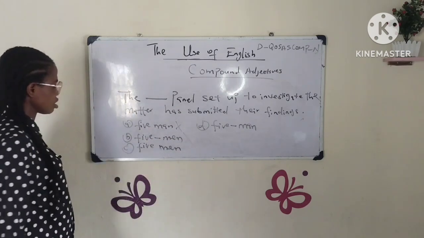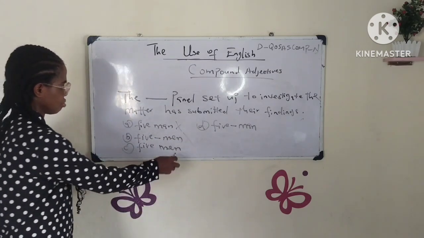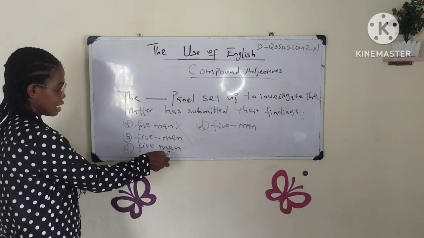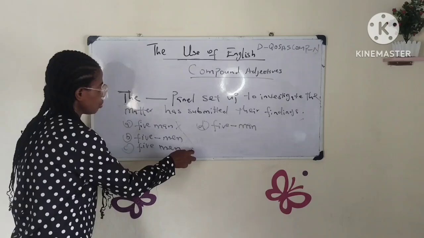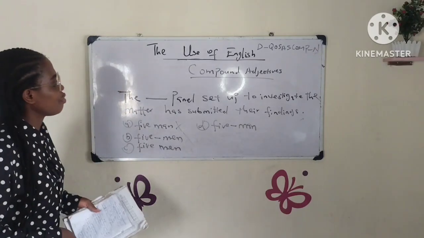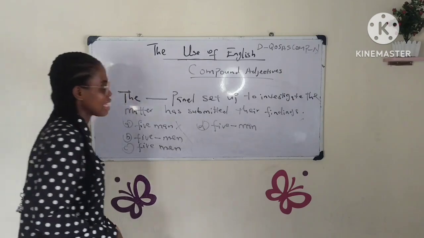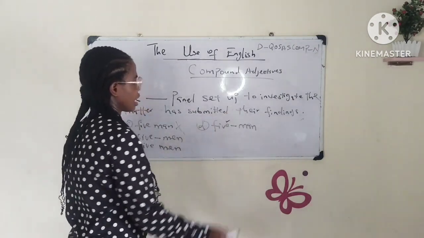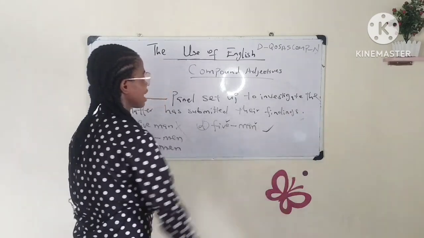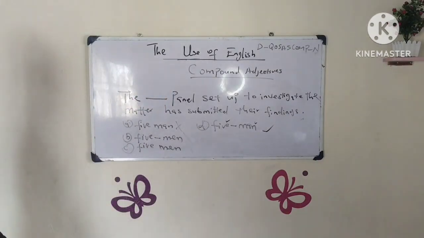Option C, 5 men, no hyphen, and it has a plural now. Double no. Now the next one is 5-man. It has a hyphen. Good. The noun is singular. Good. So this is the correct answer.